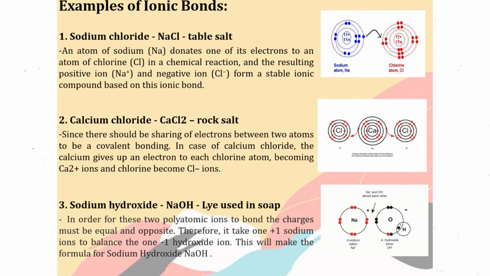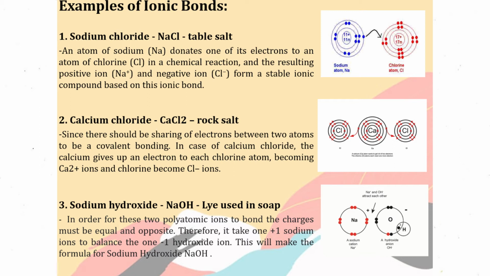Here are some examples of ionic bonds. First is sodium chloride, or table salt. An atom of sodium donates one of its electrons to an atom of chlorine in a chemical reaction, and the resulting positive ion and negative ion form a stable ionic compound based on this ionic bond.